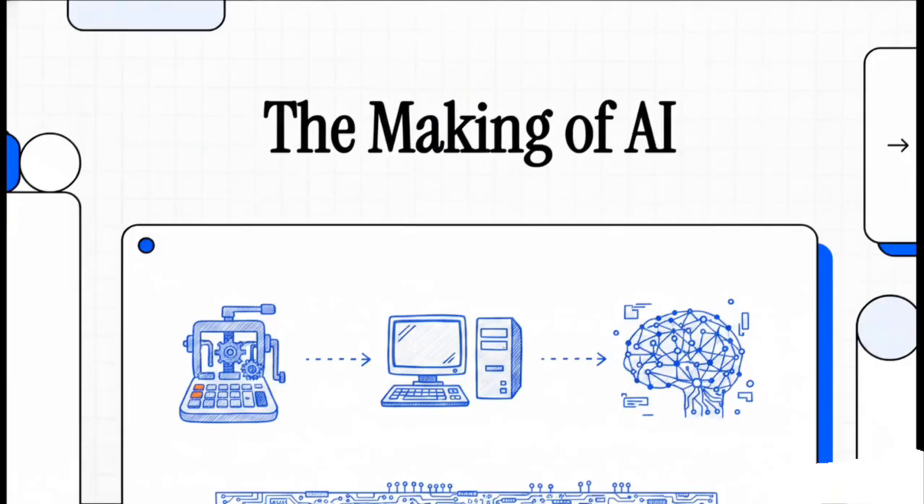Well, welcome to This Explainer. Today, we are stripping away all the sci-fi hype to look directly under the hood of artificial intelligence. We're going to trace the fascinating evolutionary journey of the making of AI, and we'll explore exactly how we went from basic, clunky calculators to the incredibly complex, evolving minds that are reshaping our entire world today.